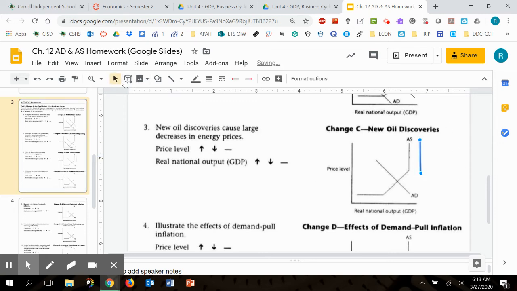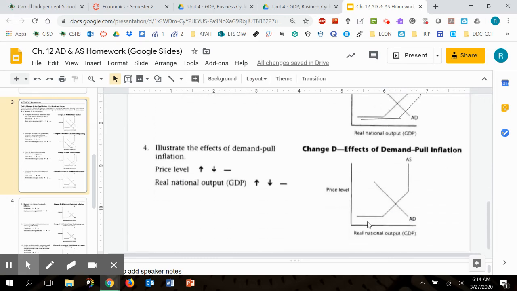1, 2, and 3. Okay, so now I know the curve is going to shift forward. Sorry for the crazy line there. Okay, got the idea. Moving ahead.